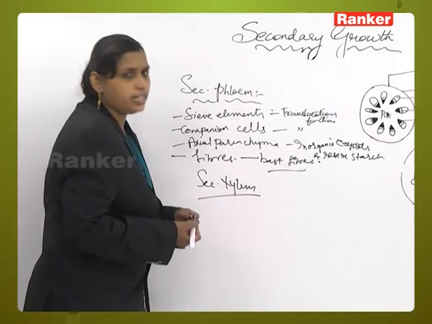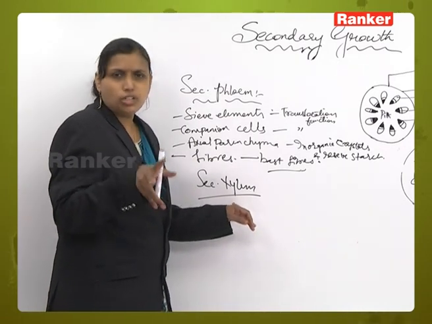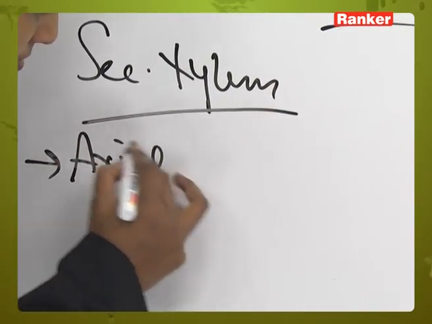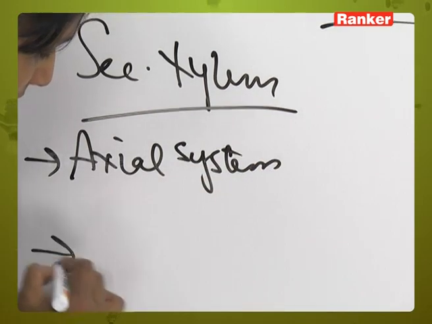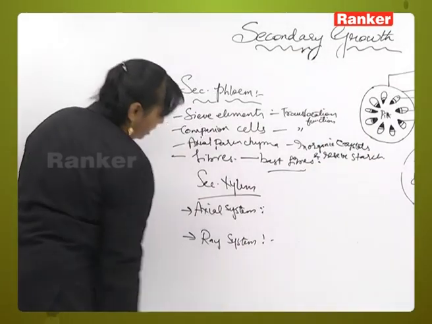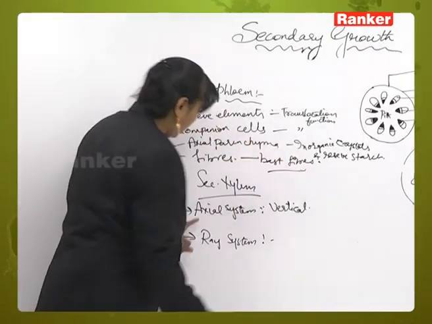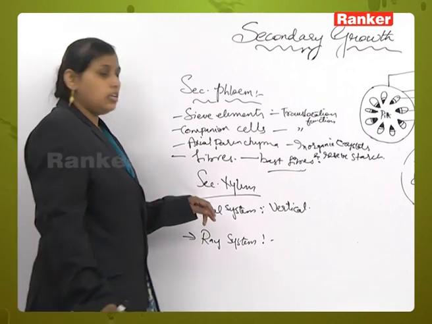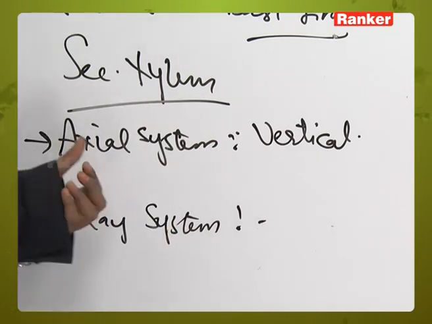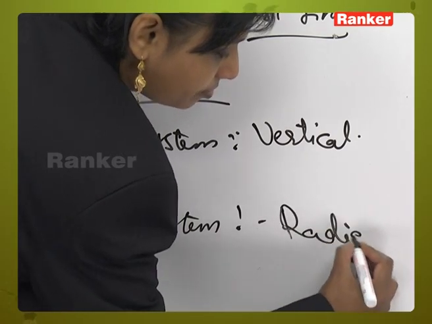Now in the case of secondary xylem, it is divided on the basis of the type of division of cells occurring. There are two types of systems here. Those are called the axial system and the ray system. In the axial system, the division of the cells is vertical. It has all the xylem elements present: xylem parenchyma, xylem vessels, xylem initials, xylem fibers. The division is vertical in section, and in the ray system the division of the cells is occurring radially.